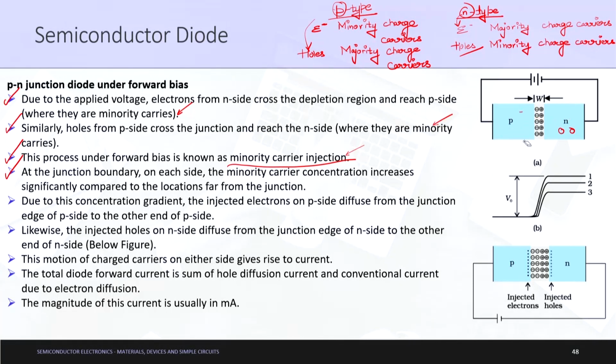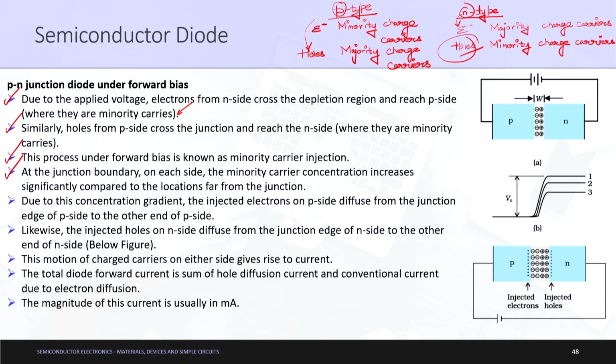I will explain again. What is the minority charge carrier for a P type? For a P type it is electrons, and as you can see from the first line, the electrons are being added here. Similarly, for an N type semiconductor, the minority charge carriers are holes. You can see from the second line that the holes are being added here. Fine. So, this process under forward bias is known as minority carrier injection. Okay, injection.